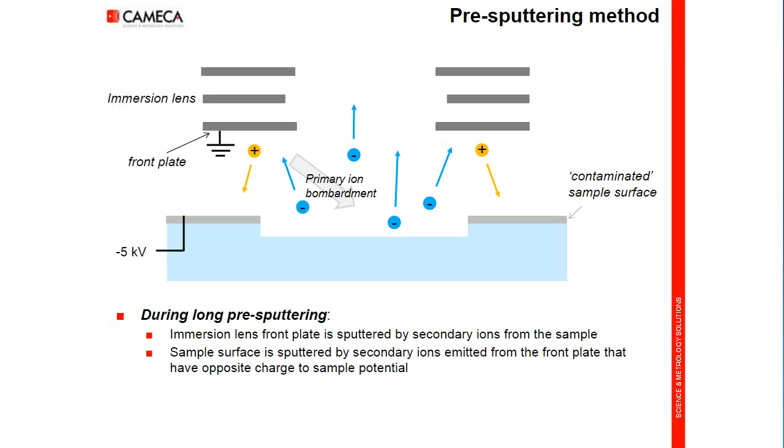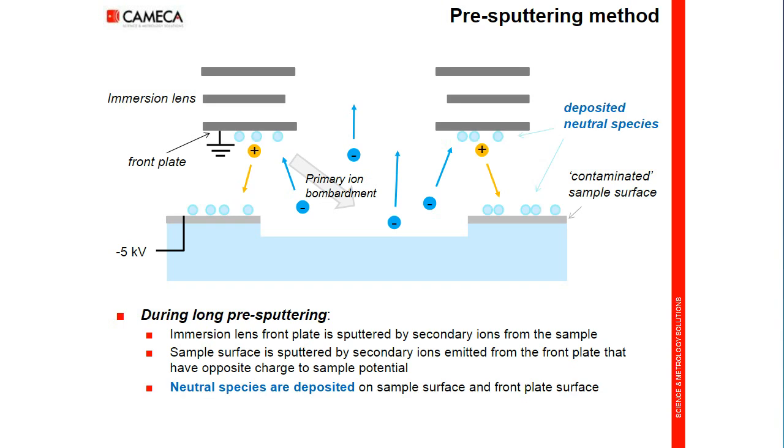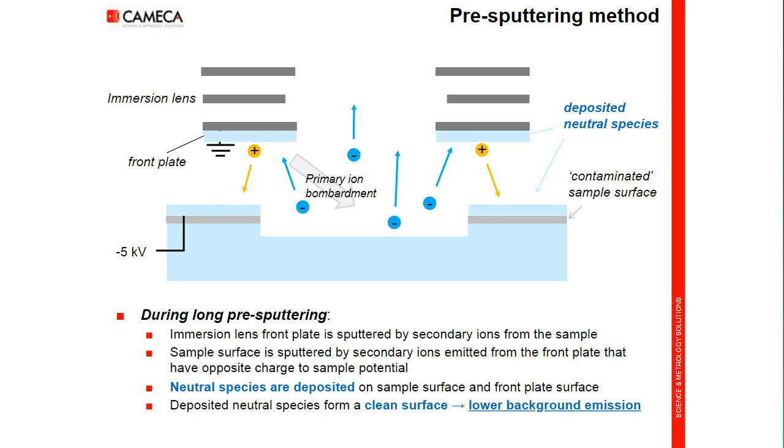In addition, neutral species are deposited both on the sample surface and on the front plate surface. The deposited neutral species form a clean surface, somehow like a clean coating. A clean sample surface decreases the background emission of hydrogen, carbon, and oxygen secondary ions generated by primary ions and neutrals.